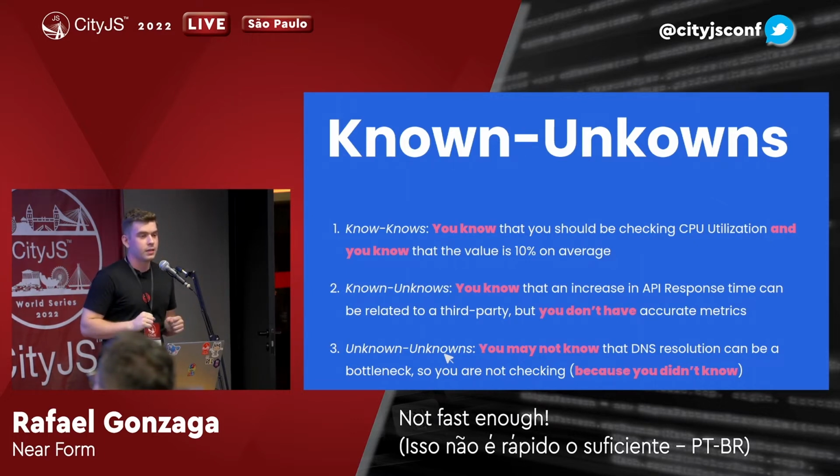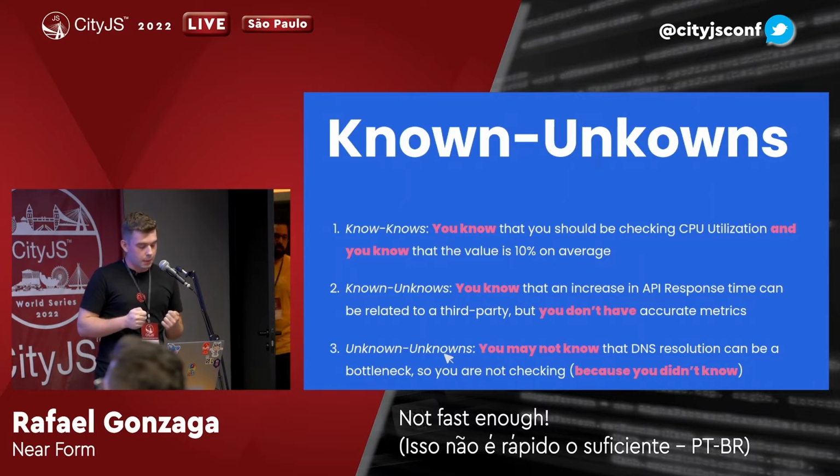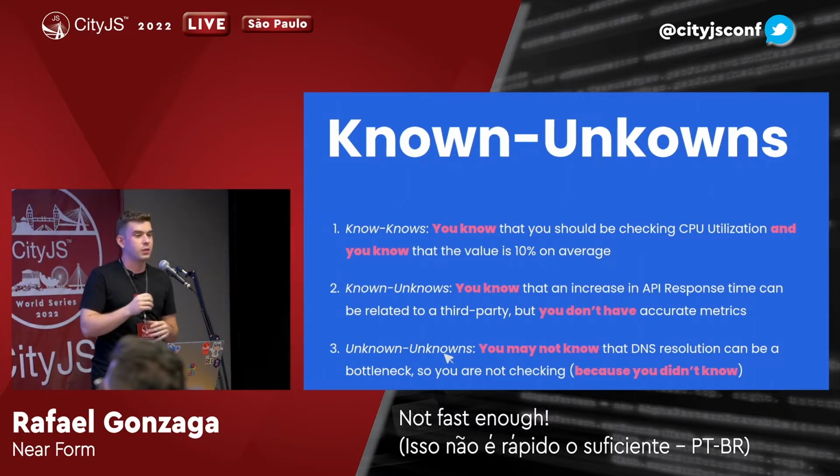For instance, you have a Grafana graph of your CPU utilization, and you know that when some performance bottleneck arrives, the average of the CPU is 10%. Any value different from that is weird, so it's a point that you can take a look at, okay? And you also have the known unknowns. It's something that you know, that the increase of the API response might be related to a third-party provider, like the WhatsApp API, for instance. But you don't have the metrics, but you should have it mapped, okay?